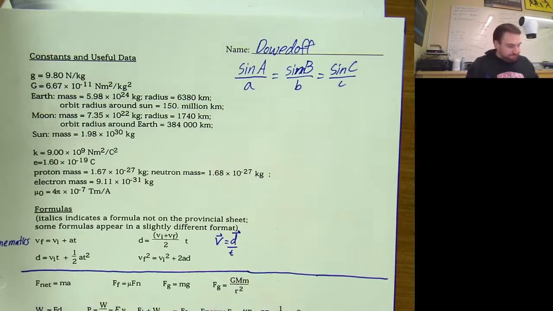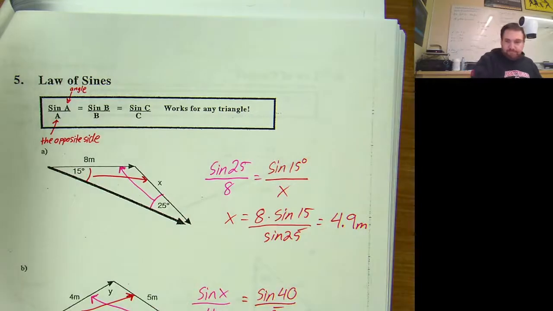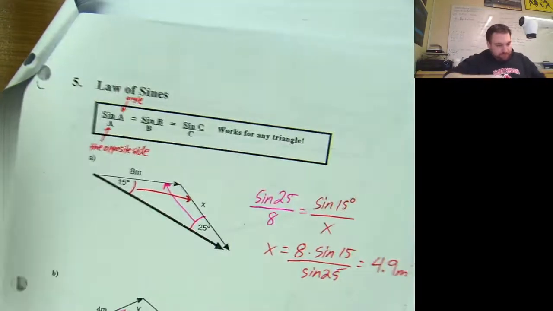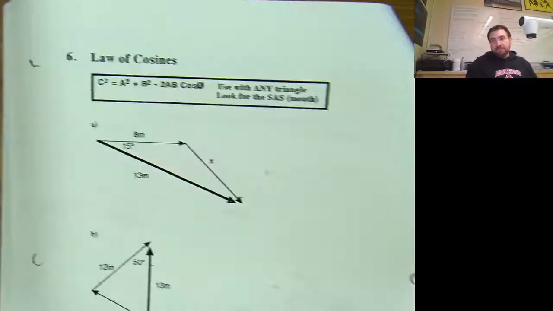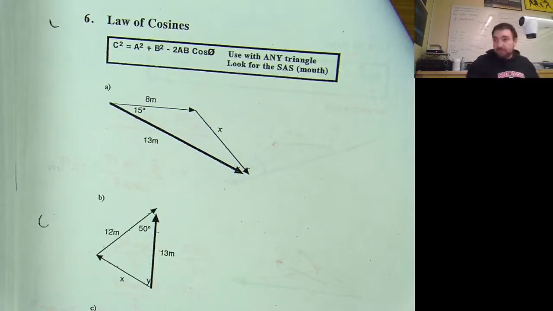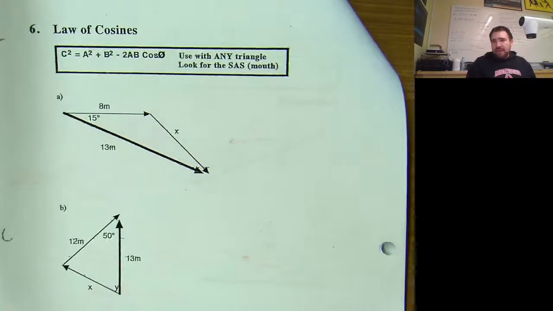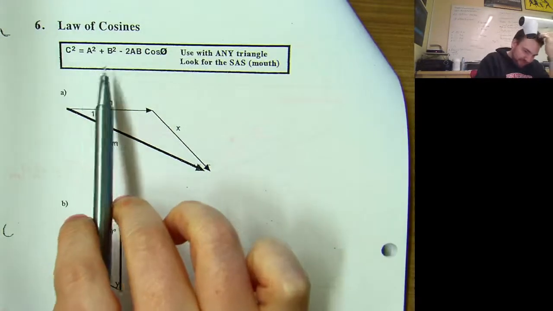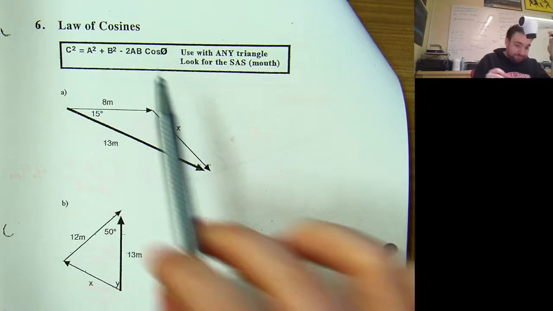So we got sine law. We've also got cosine law. Cosine law looks like this. C squared equals A squared plus B squared minus 2AB cos theta.